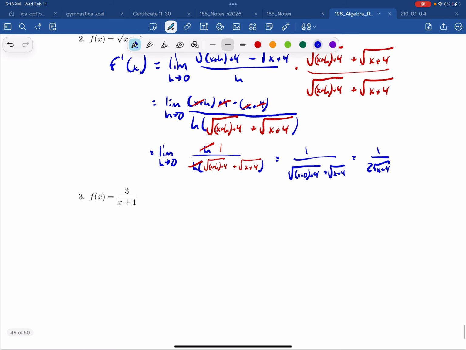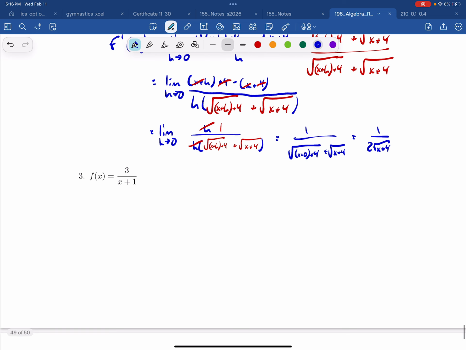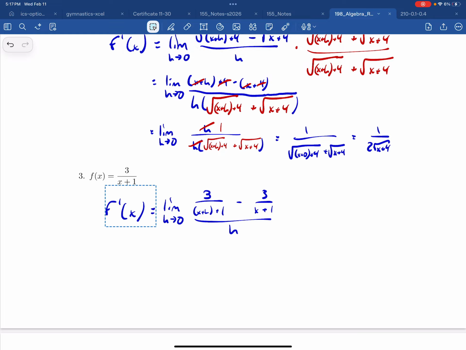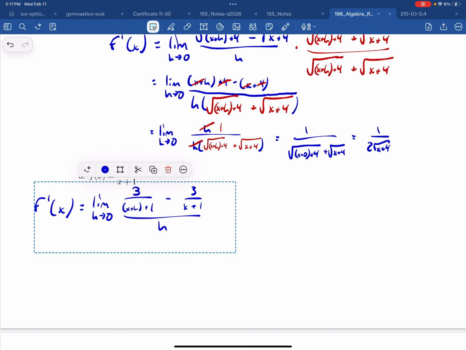Last but not least, we have the derivative of a fraction. And remember with fractions, we have to do a common denominator. That's the trick for this guy, right? So we have 3 over x plus h plus 1 minus 3 over x plus 1. And then this is all over h. Now remember, this is kind of yucky. I don't like repeated fractions. Let me put this over here.